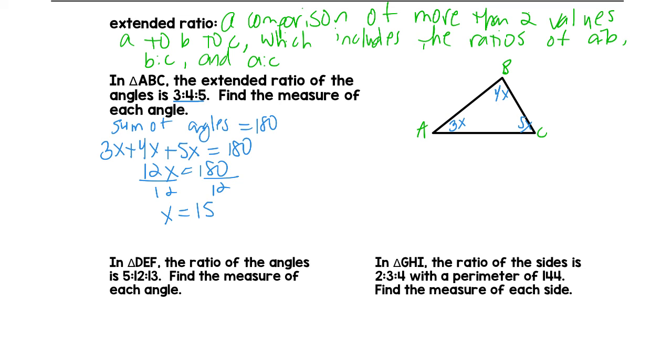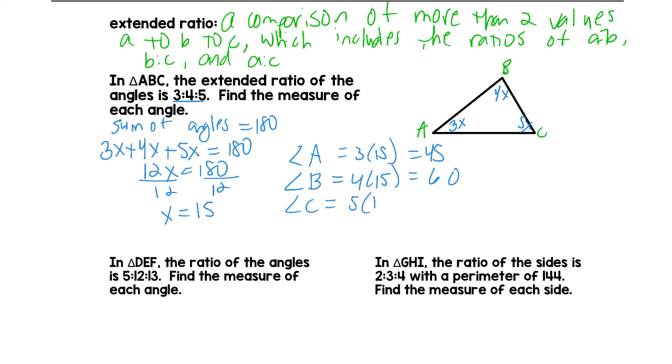So now I can determine what all of the angle measures are. Angle A, 3x, is 3 times 15, and that's 45. Angle B is 4 times 15, and that's 60. Angle C is 5 times 15, and that's 75. To check this, all you have to do is add those angles back up, and you should get 180. So these extended ratios are super helpful, like I said, when we're looking at triangles.